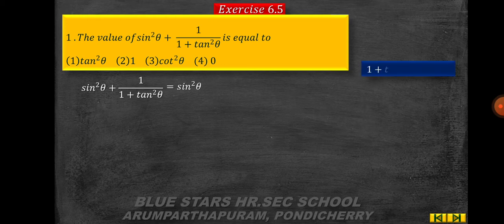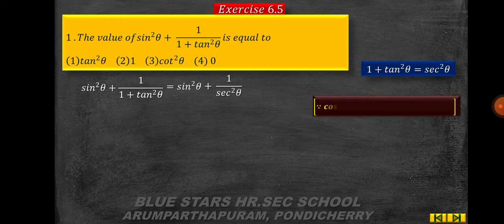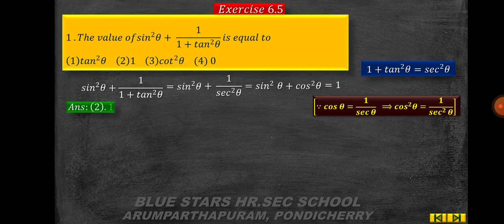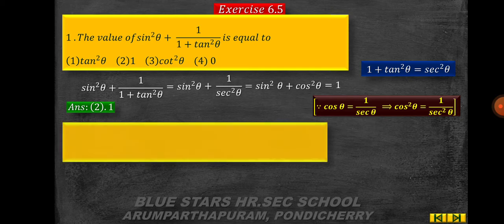1 plus tan square theta is nothing but secant square theta. So, sin square theta plus 1 by secant square theta. Then cos theta is equal to 1 by secant theta, then cos square theta is equal to 1 by secant square theta. So we can write 1 by secant square theta as cos square theta. We know the trigonometric identity cos square theta plus sin square theta is equal to 1. Therefore the answer is option 2, 1.